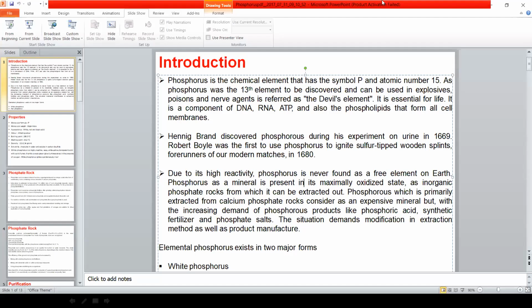Now we will move to the next, the associated compounds of phosphorus, from which we can make fertilizer. We can manufacture fertilizers and all. So I'll show you that one.